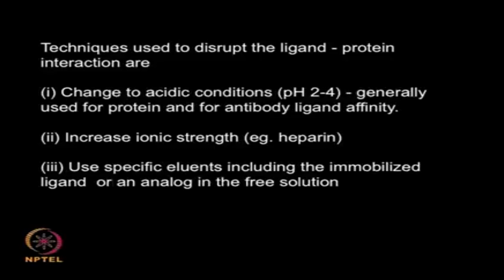So we change the pH so it becomes pH 2 to 4, okay, or we can increase the ionic strength. Example, if you want to separate heparin, we can use specific eluents including the immobilized ligand or an analog in the free solution. So we can pass a free solution which will have the same immobilized ligand or a ligand which is an analog of it in the free form. So we can use different combinations. So we can change the pH to make it more acidic, or we can change the ionic strength, or we can have an eluent which is an analog, so that whatever has been adsorbed is removed. So all these techniques can be followed.